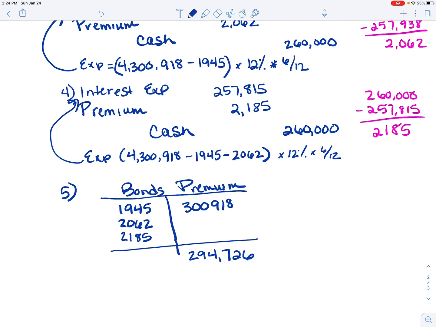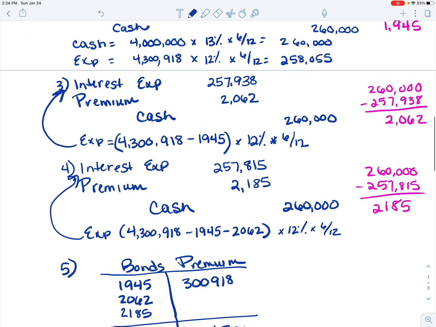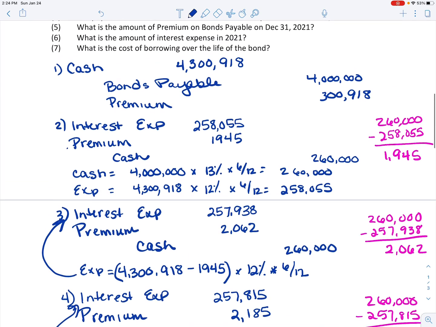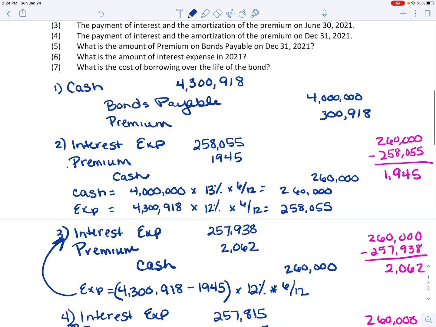And that would be the amount that you would show on your balance sheet as a credit that's left for your premium amount. Now let's go ahead and look at our next piece of the puzzle. We want to know what is the amount of interest expense that would be showing on that income statement for 2021 in regards to this bond.